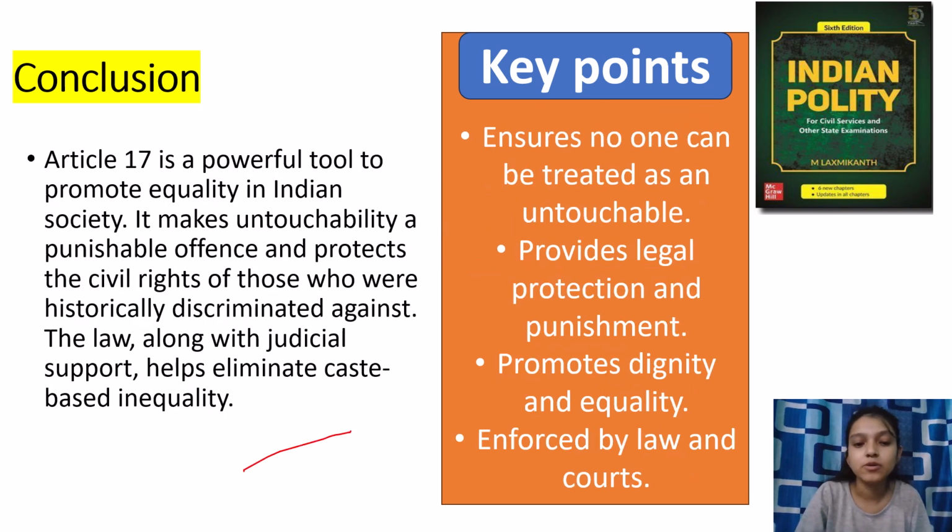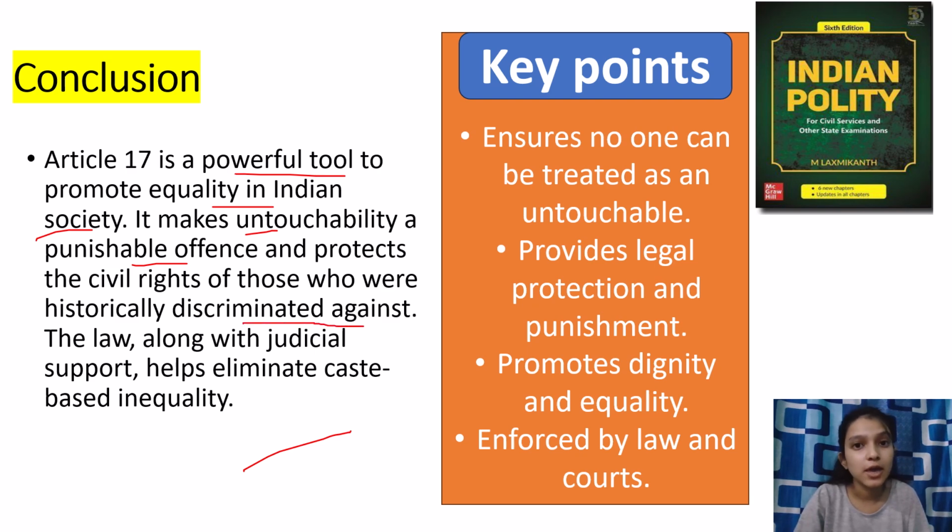Now let us summarize what we have understood till now regarding untouchability, or regarding Article 17 of the Indian Constitution. Article 17 is a powerful tool to promote equality in Indian society. So in order to maintain equality in society, it is very necessary to bring all the people together despite their caste, despite their title. If we bring all the people together, then we can move along with development. It makes untouchability a punishable offense and protects the civil rights of those who were historically discriminated against.